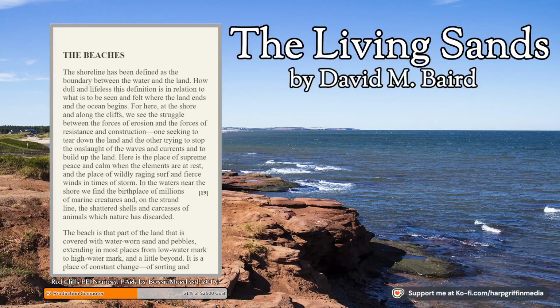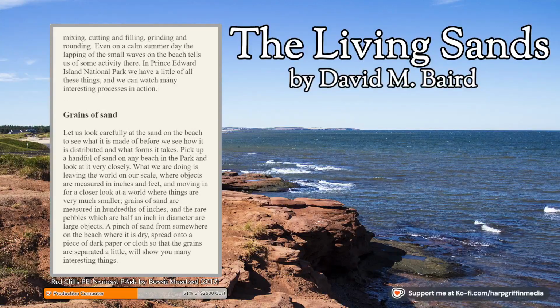It is a place of constant change, of sorting and mixing, cutting and filling, grinding and rounding. Even on a calm summer day, the lapping of the small waves on the beach tells us of some activity there. In Prince Edward Island National Park, we have a little of all these things, and we can watch many interesting processes in action.